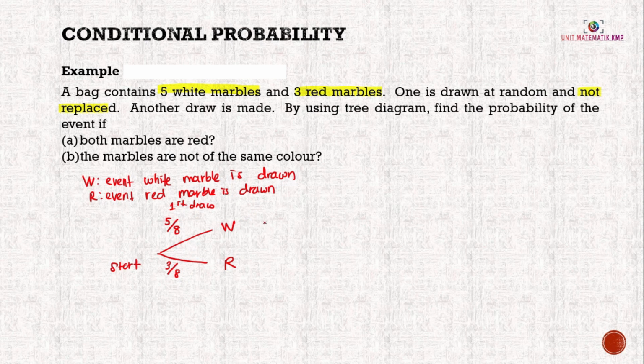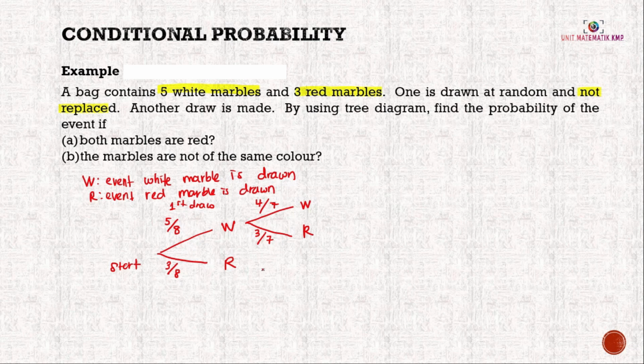Okay, so bila kita dah ambil and then kita tak letak semula, on the second draw kita akan dapat sama ada white or red. So bila kita dah ambil satu white on the first draw, maksudnya dalam bag tu tinggal lagi 4 white marbles, and then total dia of course berkurang juga jadi 7. Dan red marble masih sama 3 per dengan 7. So tu kalau kita ambil white on the first draw.